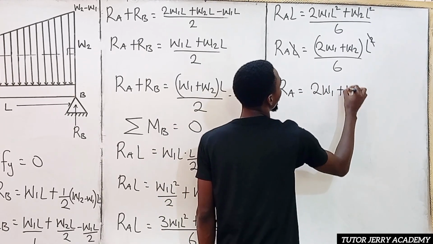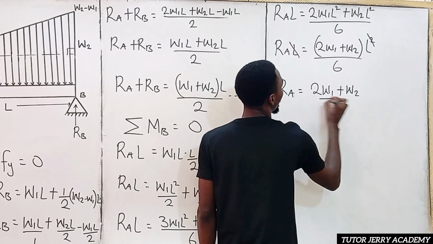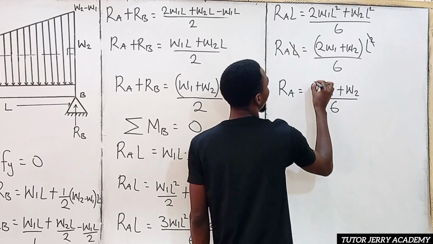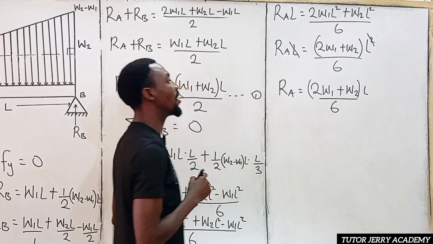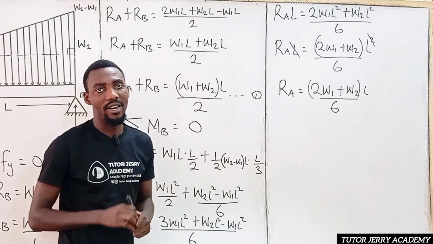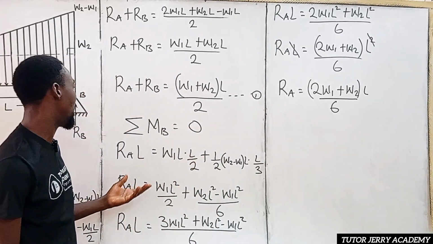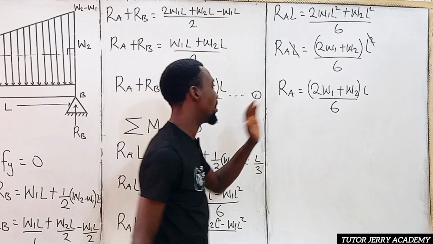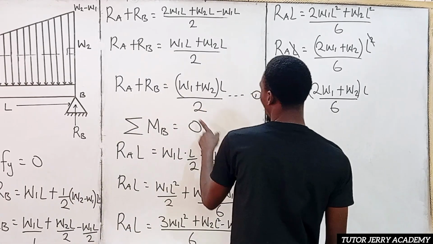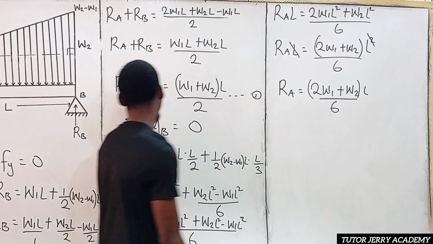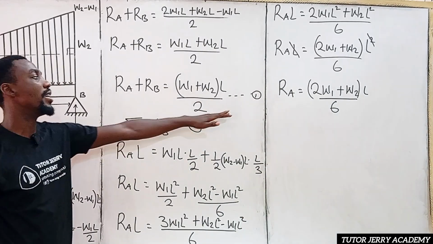2W1 plus W2 all over what? 6 into what? Into L. Alright. So this is the reaction at A. So for us to get the reaction at B now, we are going to substitute this into what? Into our equation number 1. So you know we already have RA plus RB to be equals to this.